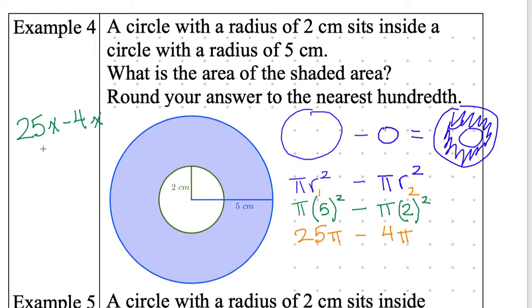Okay, Andres. So it'd be 21x. There it is. The same thing can happen with pi. This can now turn into 25 pi minus 4 pi can turn into 21 pi.